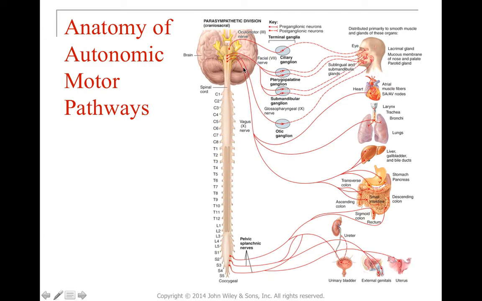We also have the otic ganglion from the glossopharyngeal nerve, which is going to be responsible for regulation of some of the glands at the back of the jaw. The vagus nerve is one of the most interesting ones. The vagus nerve is going to innervate all of the inner body organs. It's going to innervate the heart. It innervates the lungs. It innervates all of the digestive tract.